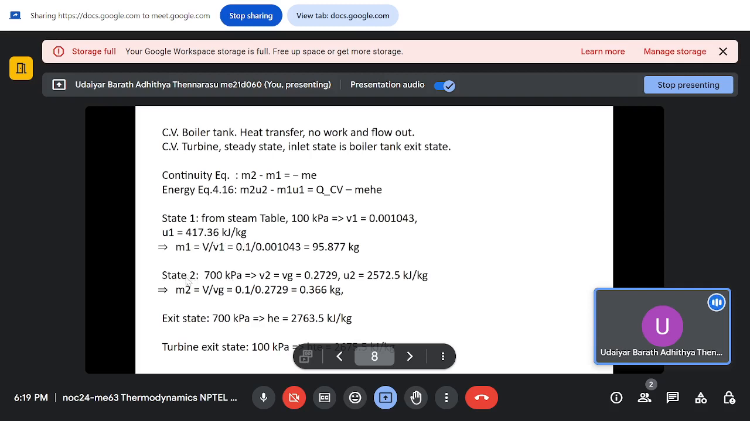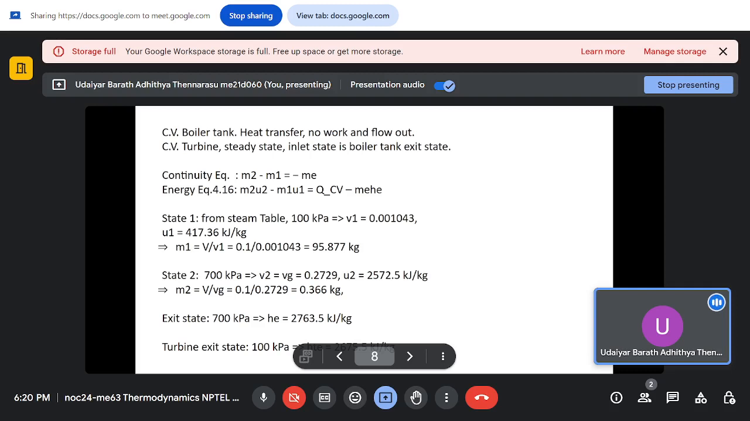Now at state 2, which is at 700 kilopascal and fully vapor. For fully vapor, we will take the saturated vapor specific volume at 700 kilopascal, which is 0.2729, and the internal energy at that point is 2572.5 kilojoule per kg. Now the mass at that state, the boiler volume is 100 liters, so 0.1 divided by specific volume will give me 0.366 kg.